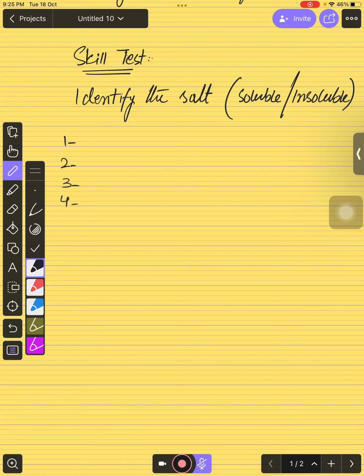And you just need to identify whether it is soluble or insoluble. You just need to write the answer in front of the salt, right? So first of all, for example, I have tungsten nitrate. For example, I have barium chloride. For example, I have lead carbonate.